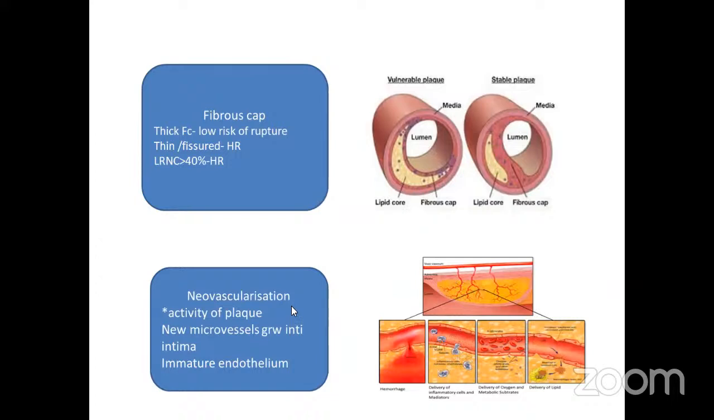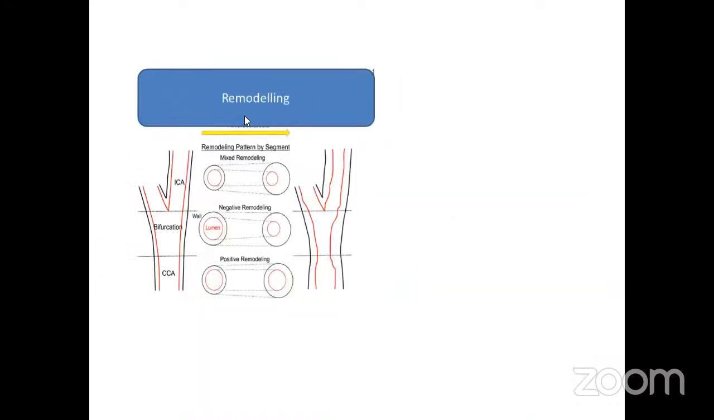And also neovascularization. The degree of neovascularization is related to the activity of the plaque. New microvessels grow into the intima, which have an immature endothelium, and they can rupture and cause intraplaque hemorrhage, which is a vulnerable plaque. Coming to plaque remodeling, it can be either positive or negative remodeling. In positive remodeling, there is dilation of the vessel maintaining the lumen, whereas in negative remodeling, there is narrowing of the lumen.